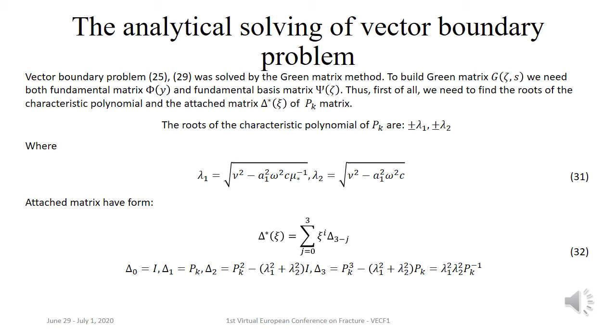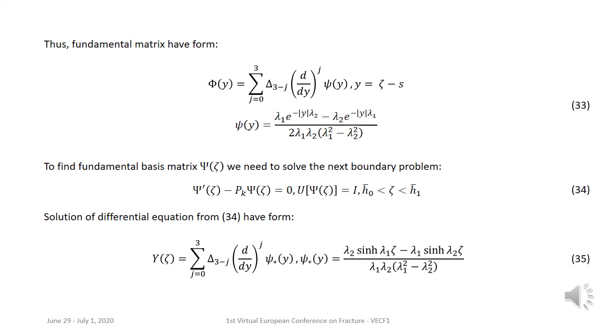To build green matrix G, we need both the fundamental matrix F and the fundamental basis matrix C. Thus, first of all, we need to find eigenvalues and the attach matrix of Pk. Eigenvalues of Pk are plus minus lambda 1 and plus minus lambda 2, where lambda 1 and lambda 2 have the form, formula 31, and the attach matrix of Pk has the form, formula 30.